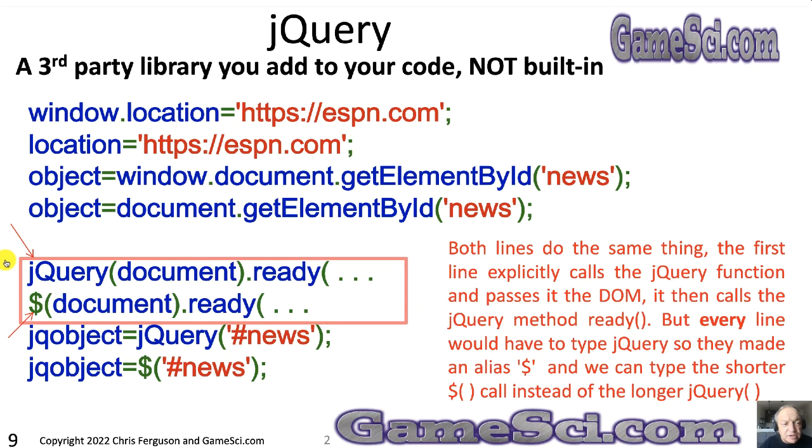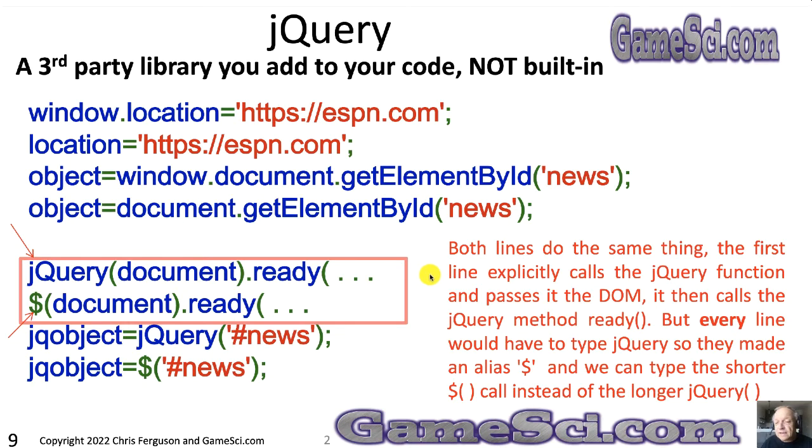Now let's look at some jQuery. jQuery, pass it the document object .ready. Instead of typing that out fully, I'm going to type in $(document).ready. Turns out both of these lines do the same thing.